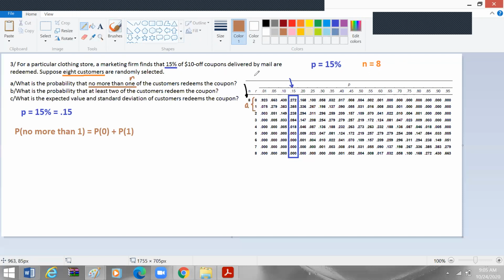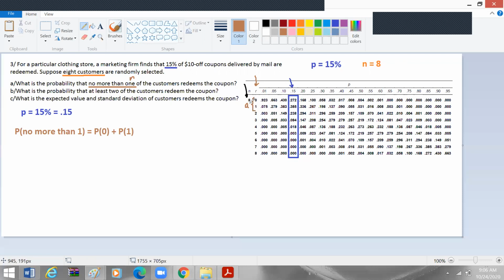How do you know that we have to go to the R? We have to be on the second column after the N, so that would be the R. The R cannot exceed 8. Why is that? Because we only pick 8 customers. How is it possible that more than 8 people get a coupon? Impossible. So the maximum number that we can have for the R is between 0 and 8.